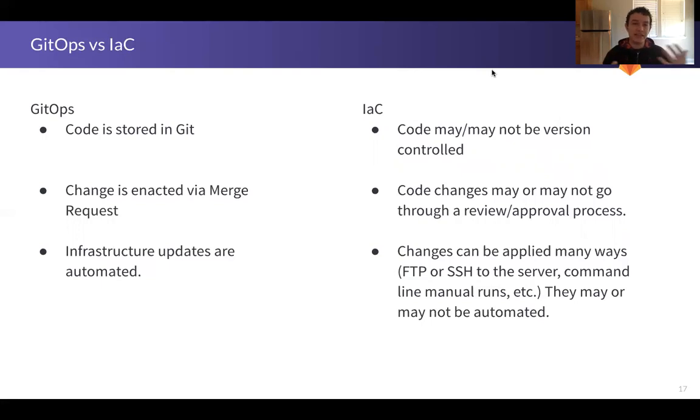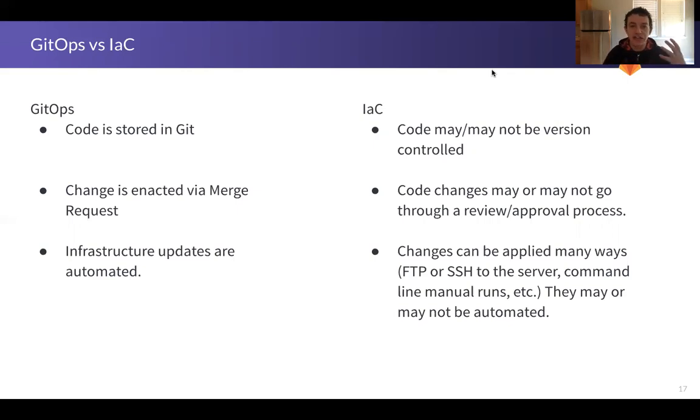So looking at some of the differences between doing GitOps and infrastructure as code: with infrastructure as code, your code may or may not be version controlled. There's no requirement for infrastructure as code to be version controlled. It could be a text file on your laptop, and maybe you just FTP that to your provisioning server, to your configuration server. There's not necessarily a mandate that it's stored within version control, but with GitOps, that's a core element of the process.